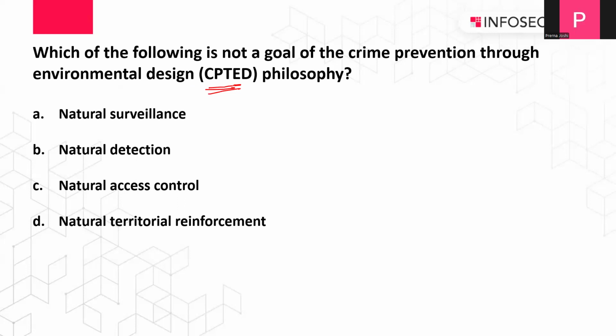So you design the building in such a way that you will give lights in an area where it's visible. You will make the pathway in such a way that a person should walk in that area only, they cannot go to other parts. This kind of thing you will use to maintain the security. So here we have the options. Option A, natural surveillance. Option B, natural detection. Option C, natural access control. Option D, natural territorial reinforcement. So among this, the correct answer for this one is option B, that is natural detection.